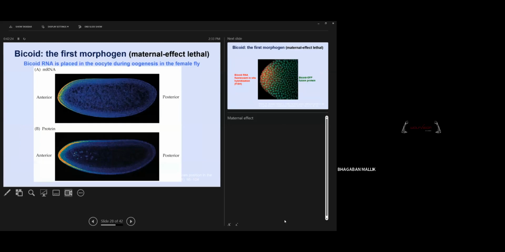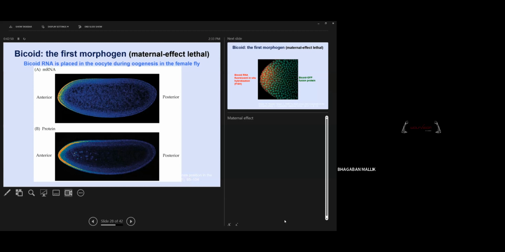So here is the RNA in situ hybridization to show some of these maternal genes that are carried over from the mother. One is the bicoid gene, which acts as a morphogen. This is the bicoid gene. It is an important gene that is required during oogenesis in the female fly.